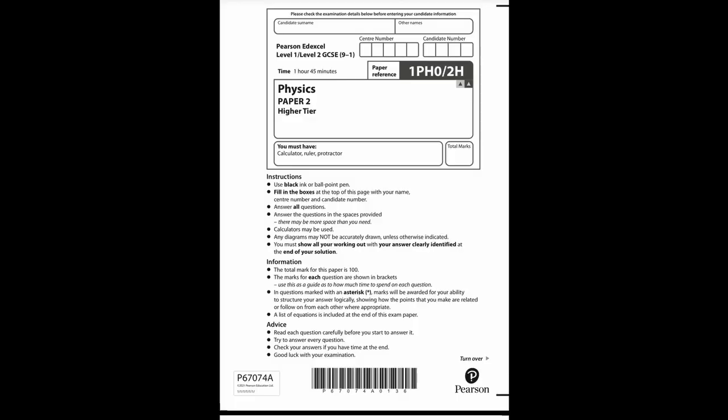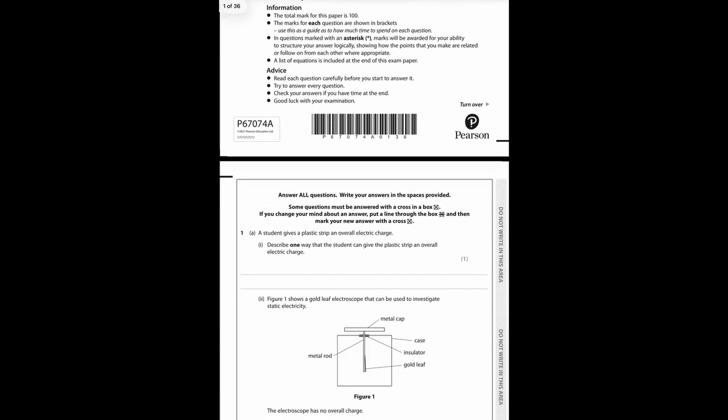Alright, so let's go through the 2021 paper 2, and just like with the other stuff, it's not just about the questions that are coming up on this paper, it's about looking out for the things that are going to come up in the exam and making sure that you're doing all the questions in the way that I'm doing it.